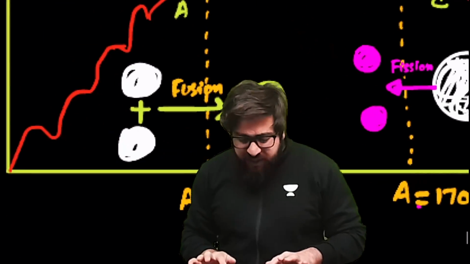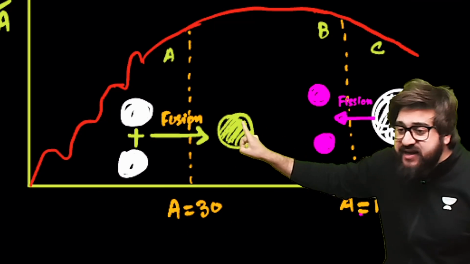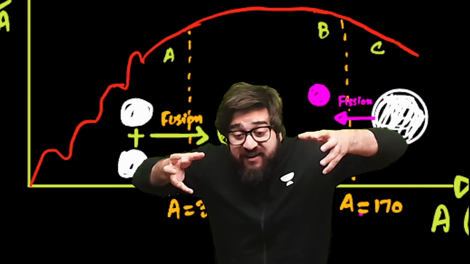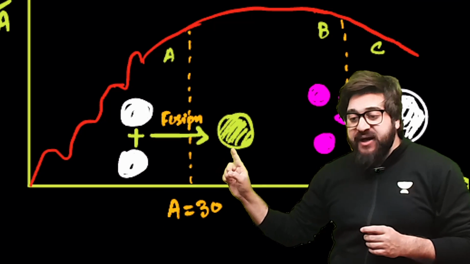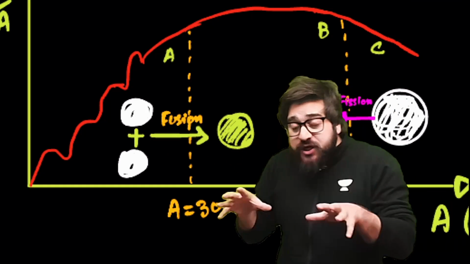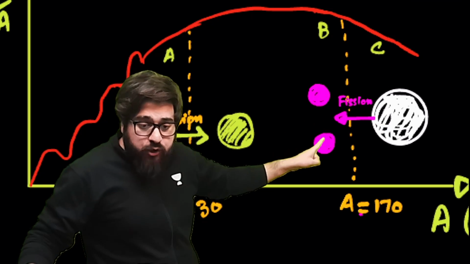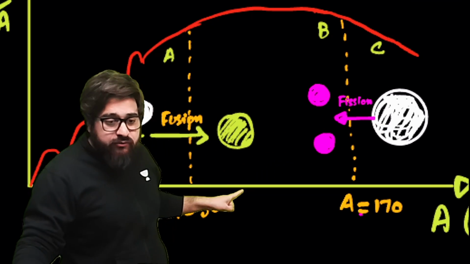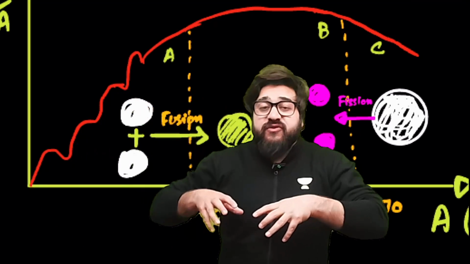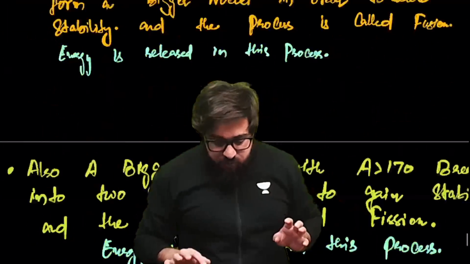Now, my dear friends, those nuclei which lie between A equal to 30 and A equal to 170 are stable. If you have two nuclei over here which are unstable, they will fuse together, join together to form a bigger nucleus so that they attain stability. This process is called fusion. So fusion is only to attain stability. And if you have a bigger nucleus, it will break into two smaller nuclei so that it comes under this range, A equal to 30 to A equal to 170. This process is what we call fission. This is also in order to attain stability. Fission is also a process in which a nucleus attains stability.